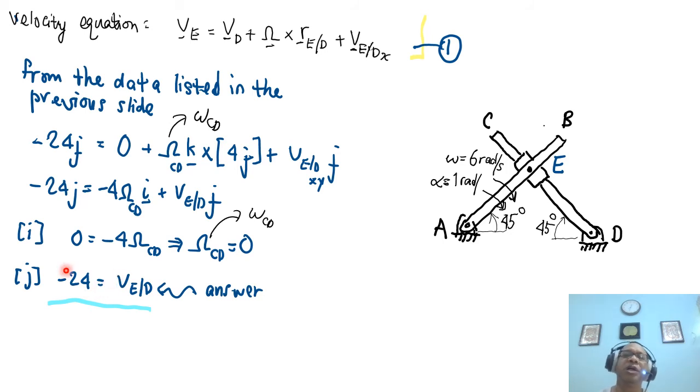24 meters per second. So that's the answer for the relative velocity. So the question asks, what is the angular velocity of CD? It is 0 at the time given. It doesn't mean it doesn't move, but for that instant it is 0. So we can now move to the acceleration.